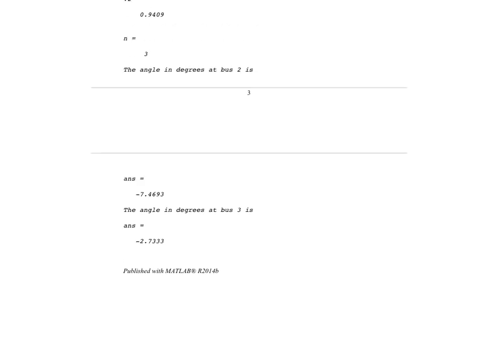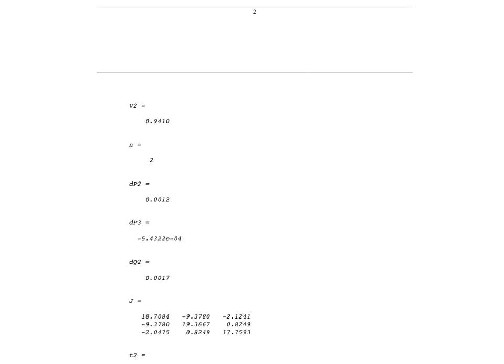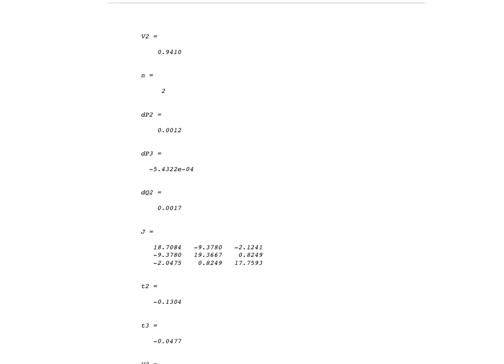So my final angles are negative 7.5 and negative 2.7, which should match pretty closely to the results in the slides. This is your final voltage. Obviously, I didn't display that in anything different because there's nothing to multiply. That's the per unit voltage there.